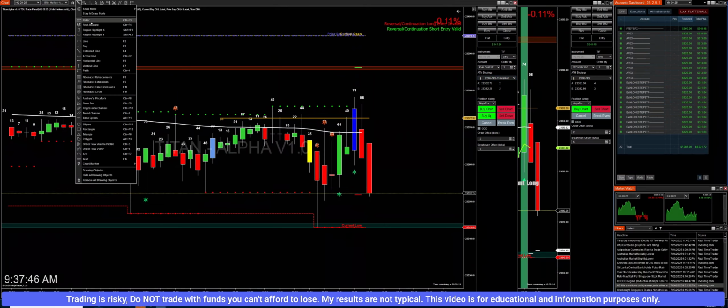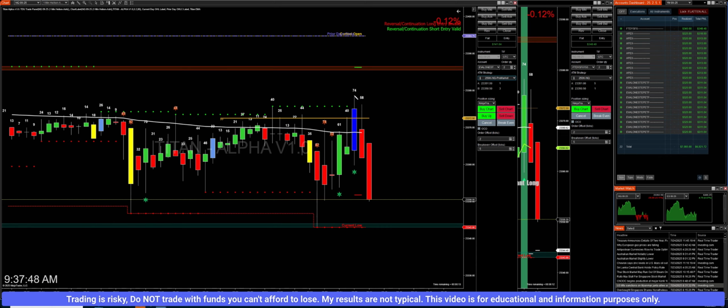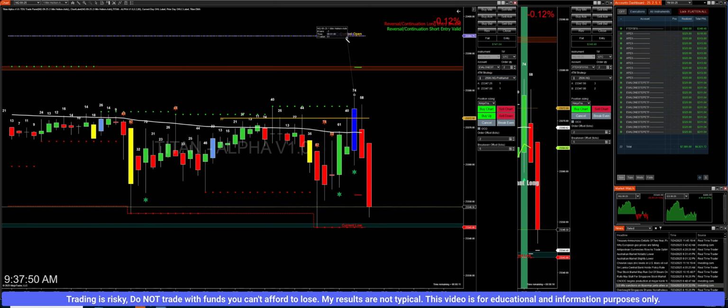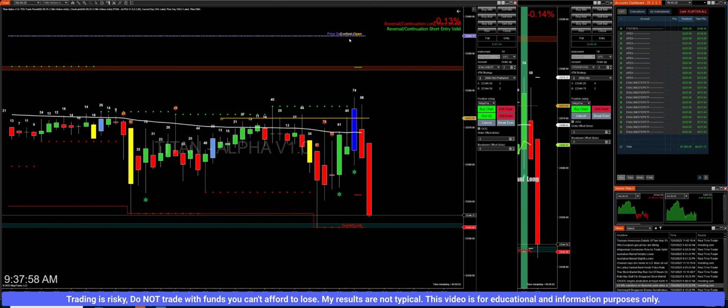So changing it to the 40, this would have been a valid trade. It would not have executed because we had 61 ticks here. So that would have been a valid trade long. However, we didn't have Target filled.